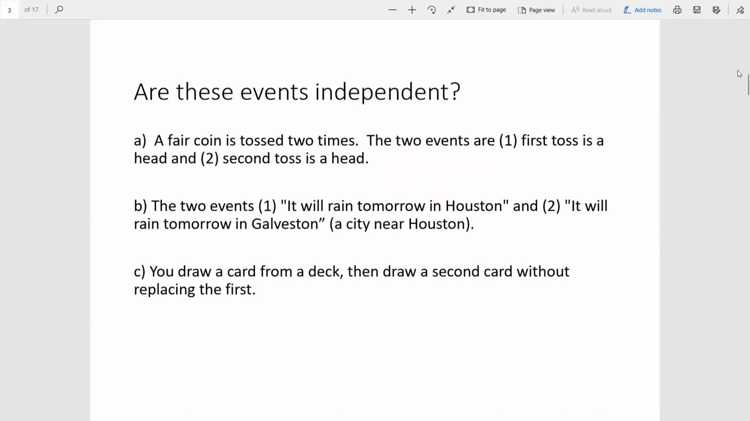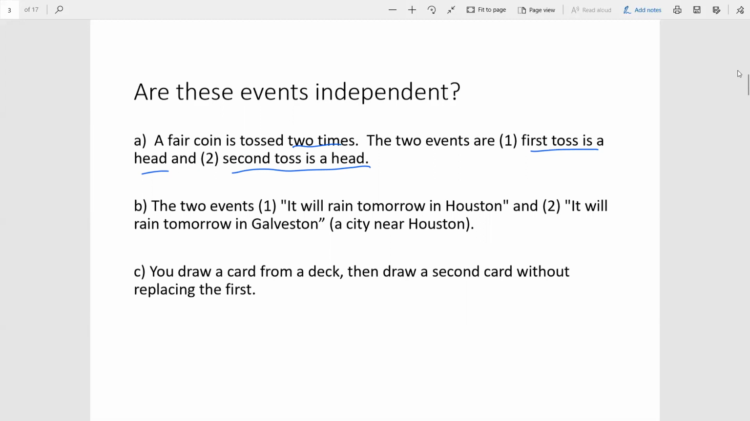Let's look at some examples. Ask yourself, are these events independent? You toss a fair coin 2 times. The 2 events are: the first toss is a head, and the second toss is a head. Well, these two events are independent because what you get on the second toss has nothing to do with whether you got a head or a tails on the first toss.